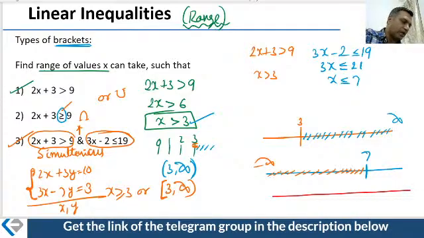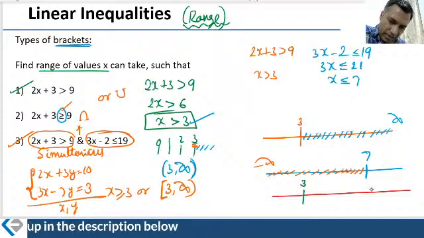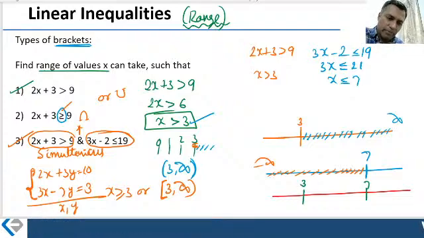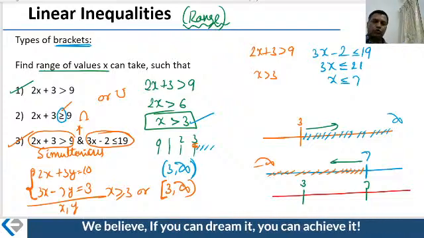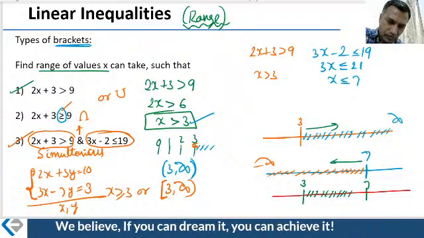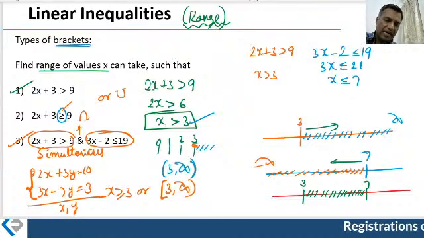I will draw one more line. Then I will take the common elements between the two of them. What does it mean? I take here 3 and I take here 7. What is common? This is going away from 3, and now it is going towards minus infinity. But what are the common values? The common values are between 3 and 7.